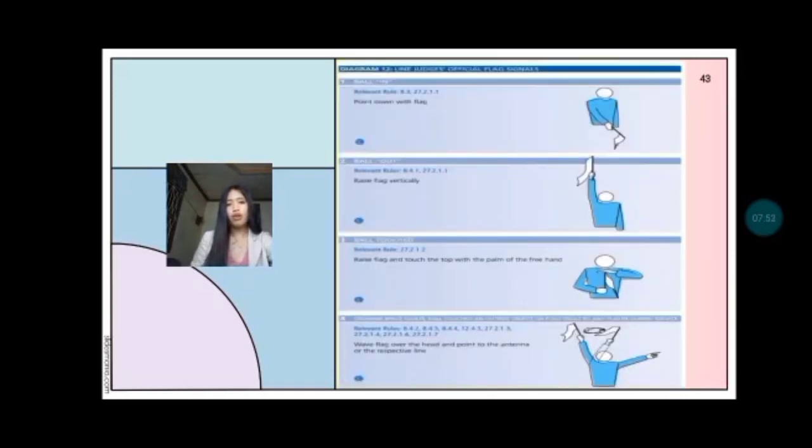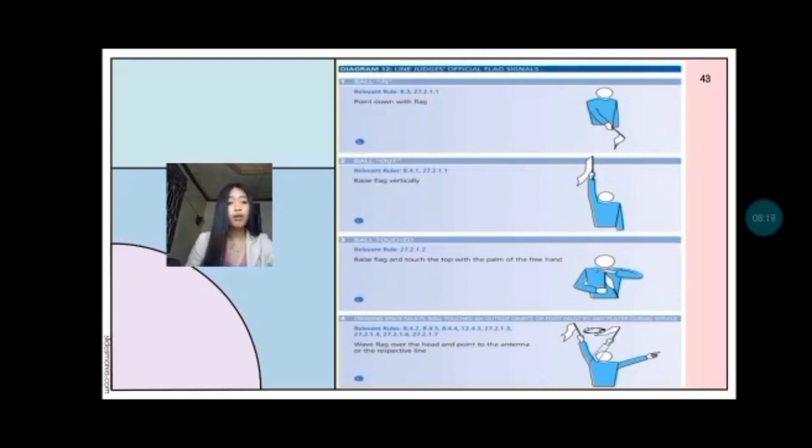Okay. That's all for the referee's official hand signals. Let's move on to the line judges' official flag signals. It is the same as the referee's hand signal. Ball in, point down with the flag. Use the flag to point to the team.